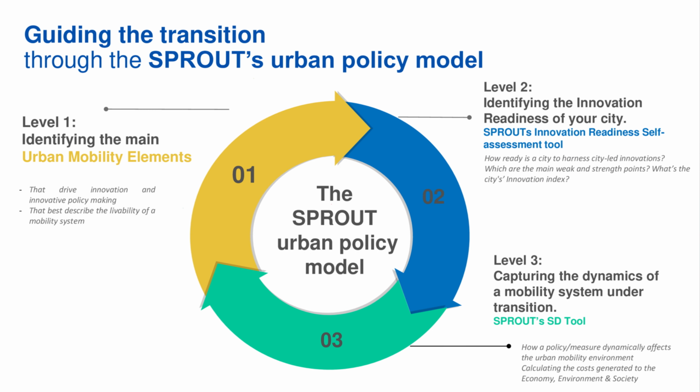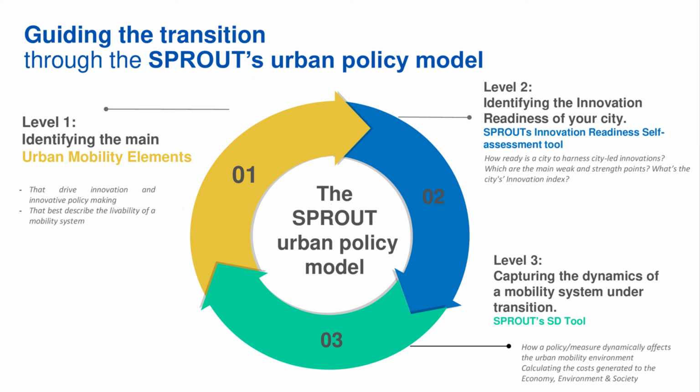This module is the first part of the analysis of the SPROUT urban policy model, which was developed in order to guide the transition taking place in cities today and support mobility planning. In general, the SPROUT model consisted of three main levels of analysis, or steps. The first step, which is also the main scope of this module, was to identify the main urban mobility elements that drive innovation and innovative policy planning. In this module, you will see in detail which are those identified and how they are defined.